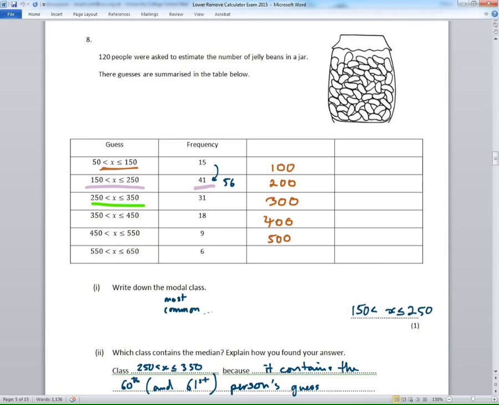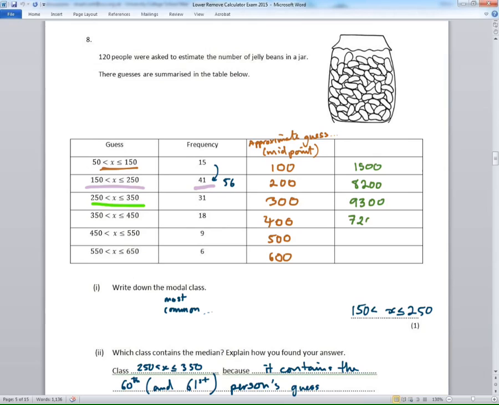And in the final group, each of those 6 people guessed 600 jelly beans. Okay, so this is the approximation of their guess. You could also write this as the midpoint. In the next column, we could write the total number of jelly beans guessed. So for those 15 people, 1,500. For those next 41 people, 8,200 jelly beans were guessed.